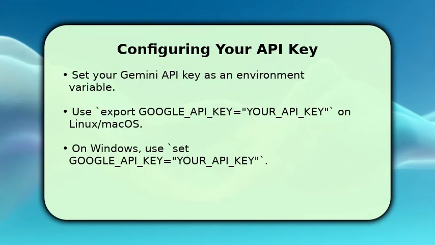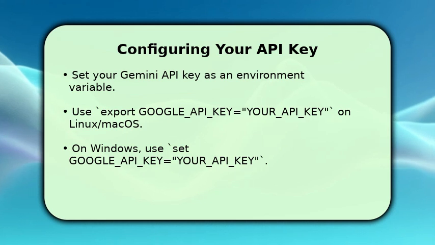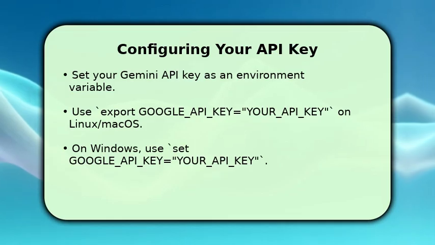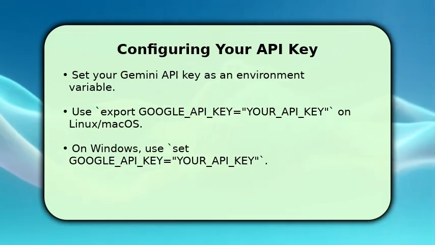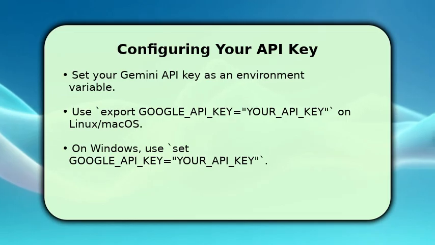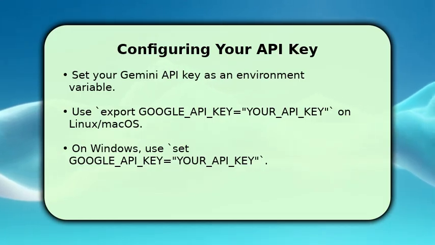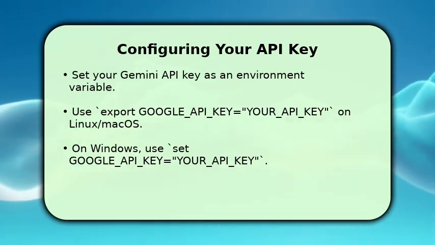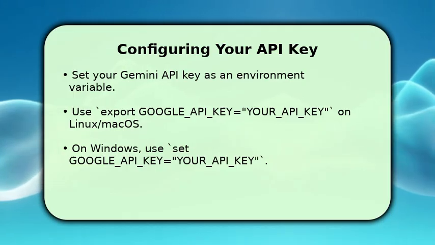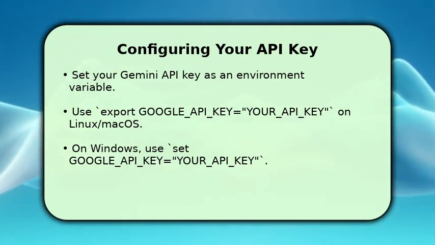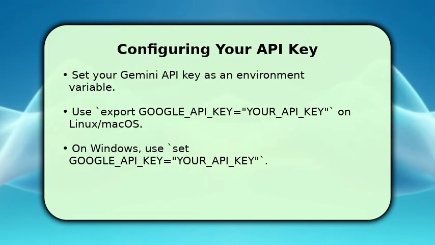With the SDK installed, the next crucial step is configuring your API key. This key grants your CLI access to the Gemini API. You should set it as an environment variable for security and convenience. On Linux or macOS, use the export command. For Windows users, the set command is appropriate. Remember to replace your API key with your actual key. This ensures your applications can securely authenticate without hard-coding sensitive information.